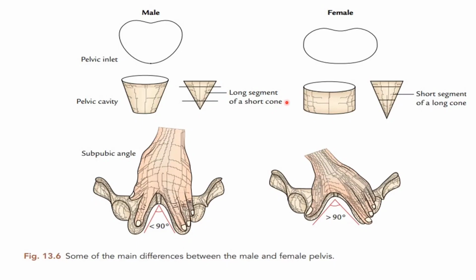Whereas in case of female, pelvic cavity is short with almost parallel sides. And it seems to be a part of short segment of a long cone. This is subpubic angle or pubic arch. It is less than 90 degree in case of male, whereas it is greater than 90 in case of female.